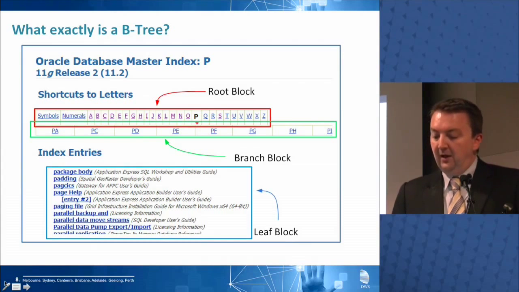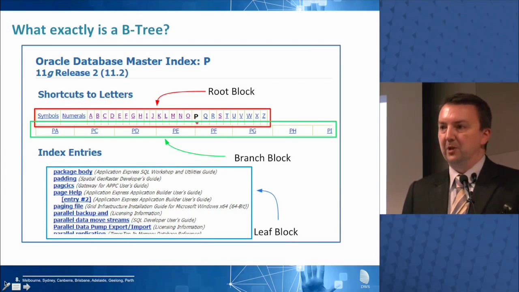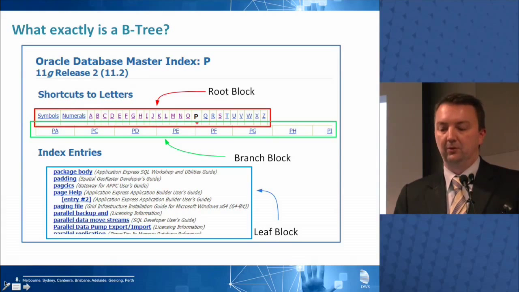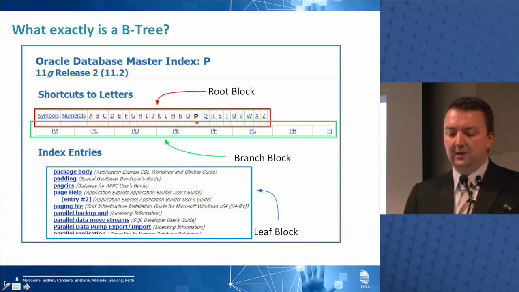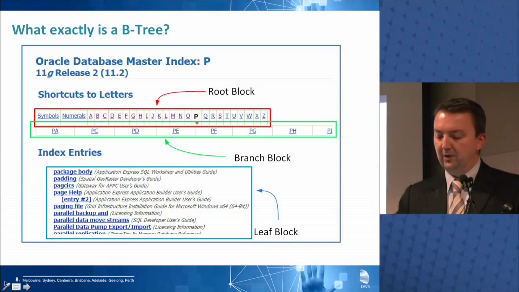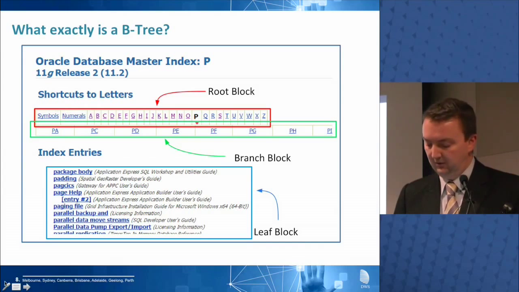And then below the branch block, we've got a leaf block. The only thing special about leaf blocks is they don't have anything below them. The entries in a leaf block take us off to the table, whereas the entries in a branch block or a root block just take us somewhere else in the index. That's the only difference. So this is a really good analogy of a B tree index. It's got root blocks, branch blocks, leaf blocks, and the entries in the leaf blocks take us off to the table.